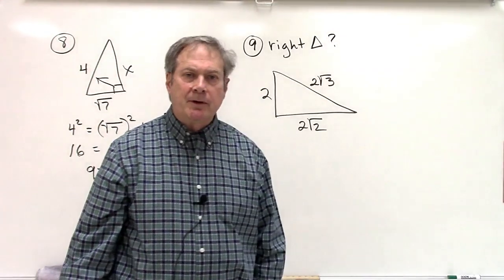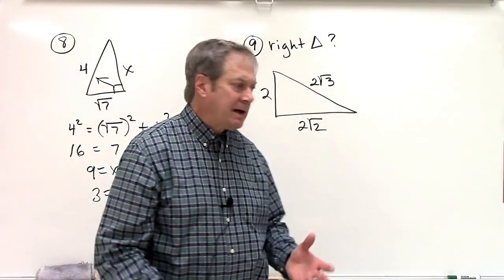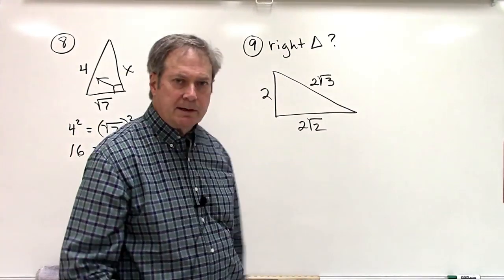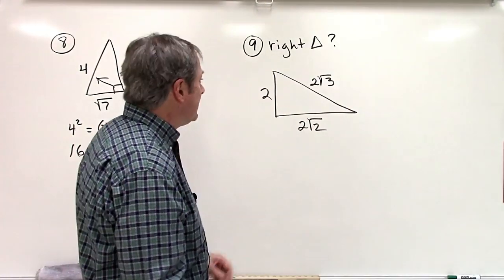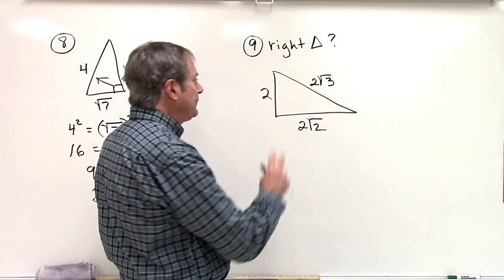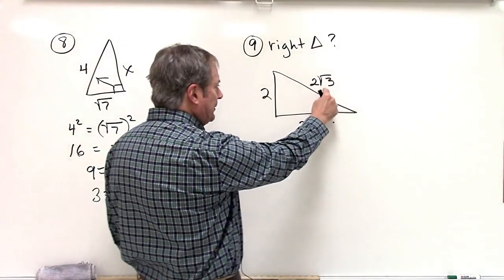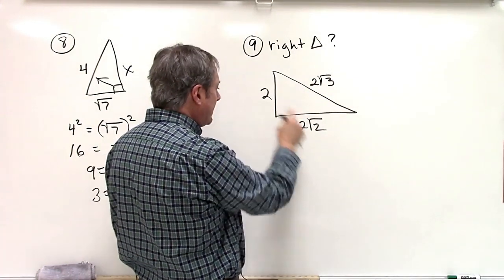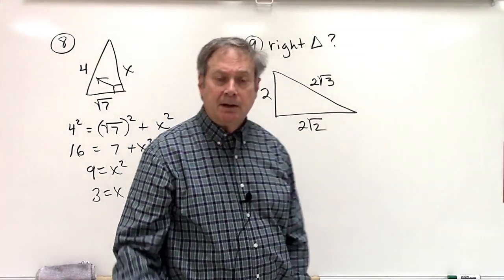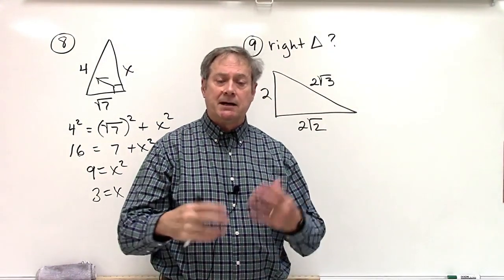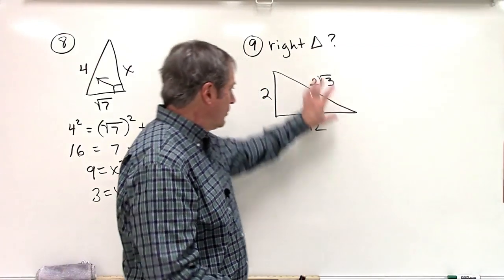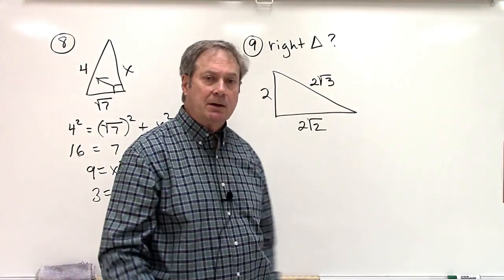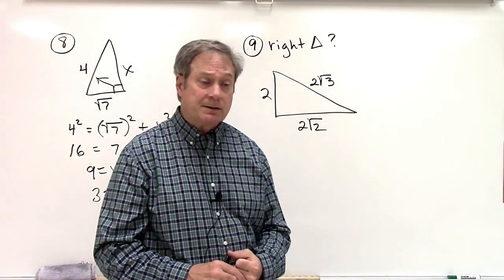Okay, now in number 9, you're being asked a different thing. You're being asked to decide, is this a right triangle? Notice that there is no little marker there. It kind of looks like it is. But here's the thing. If it is a right triangle, then this longest side squared would equal this squared plus that squared. And so what you're doing is you're checking it out. And if it turns out that what we believe would be the hypotenuse squared equals that squared plus that squared, then we can conclude that yes, it is a right triangle.